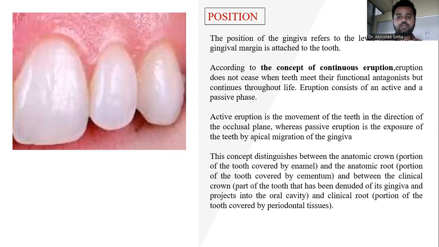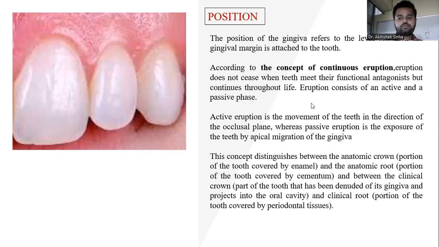Active eruption is the movement of teeth in the direction of the occlusal plane, whereas passive eruption is the exposure of the teeth by apical migration of gingiva. Very, very important. Active eruption is when the tooth is moving towards your occlusal plane, while passive eruption is when the gingiva is receding down. This concept distinguishes between anatomic crown, anatomic root, clinical crown, and clinical root.